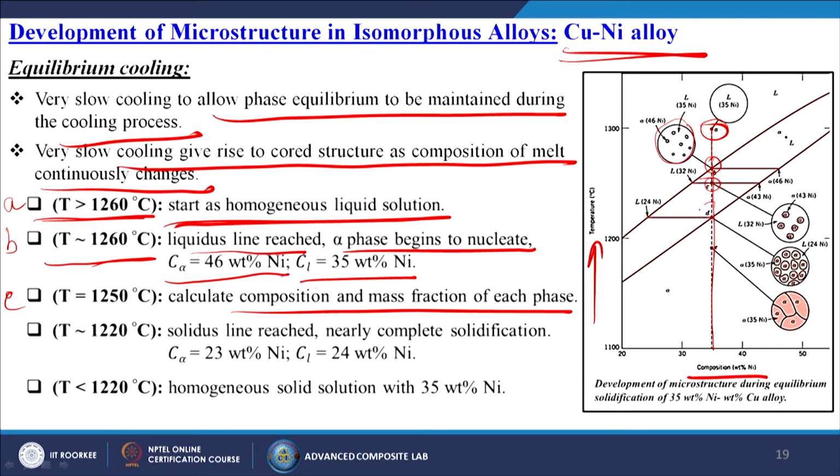When we are talking about the D point, D means T is about 1220 degree centigrade, the solidus line is reached, nearly complete solidification. C alpha is equal to 35 weight percent of nickel and CL is equal to 24 weight percent of nickel itself. And then the point E: T less than or equal to 1220 degree centigrade, a homogeneous solid solution with 35 weight percent of nickel takes place.